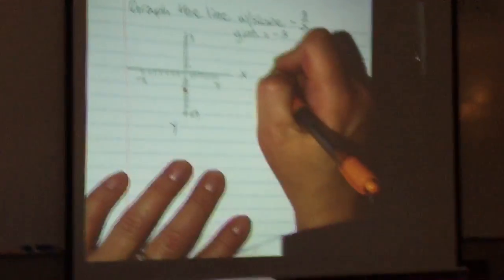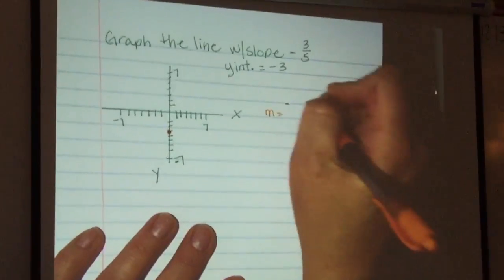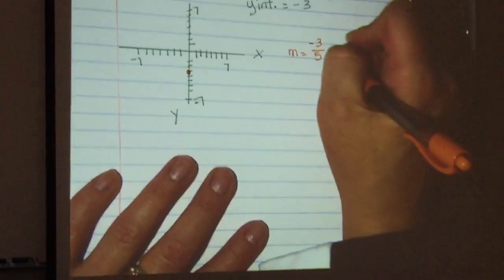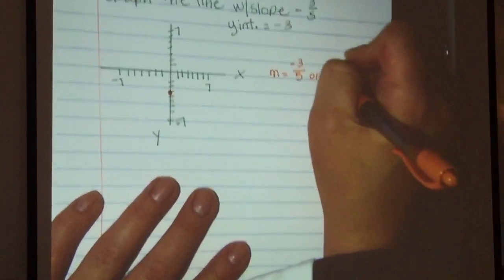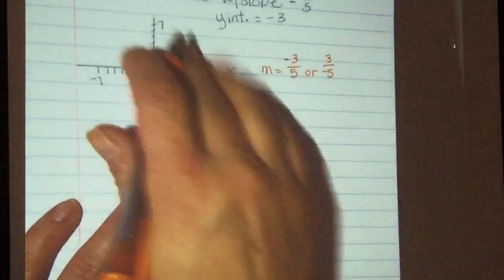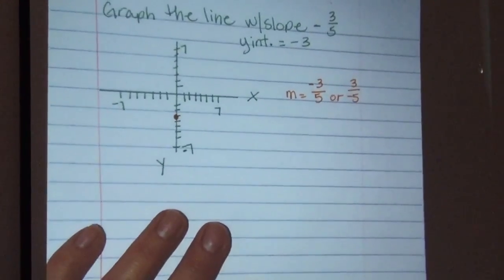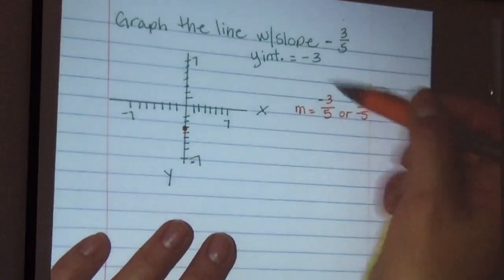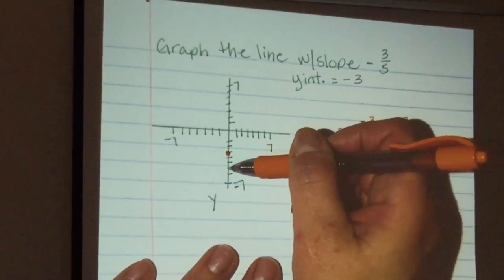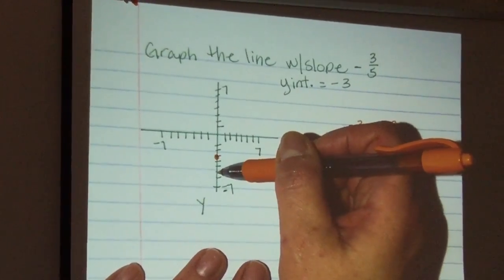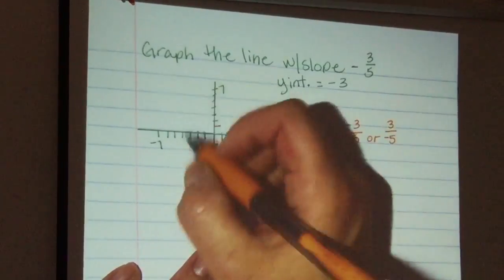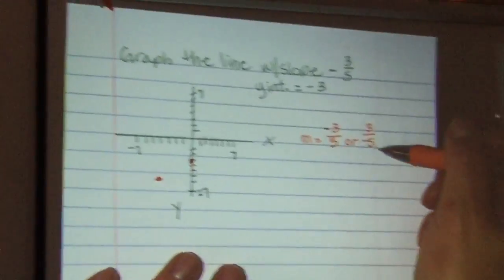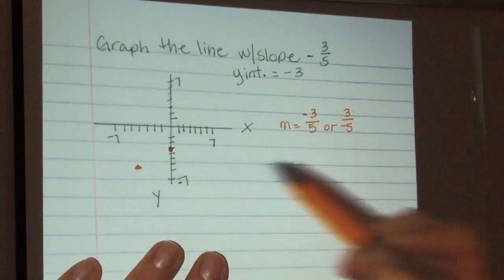-3/5. So your slope can either be down 3 to the right 5 or up 3 to the left 5. It depends on what you have room for in your graph. So I like to do both, so I have it in both directions. This one says down 3, so I'm going to go 1, 2, 3, and then I have to go over 5 places. 1, 2, 3, 4, 5. Just put a dot. I could go up 3 and then to the left 5.